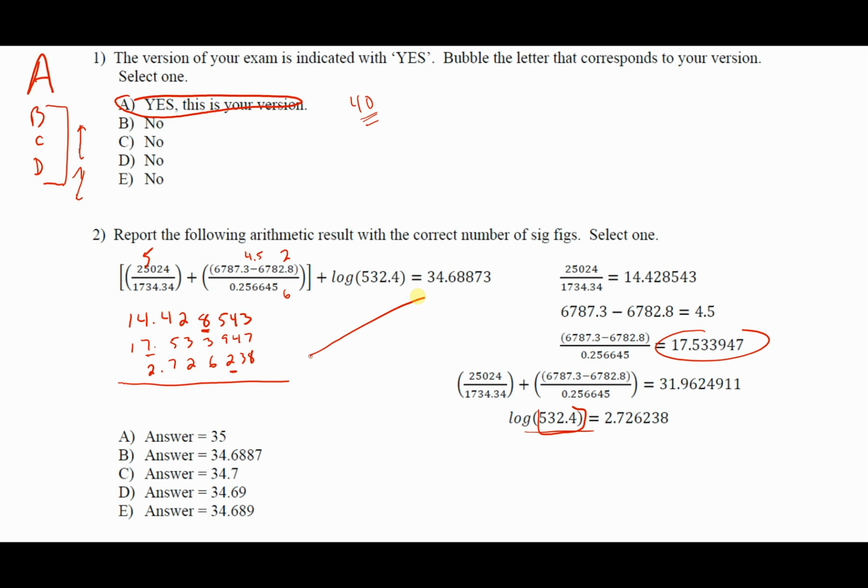When we add them all together, we get this. And our largest error is in the ones column. So it has to be in the ones column, so it has to round. So our answer is A, 35.